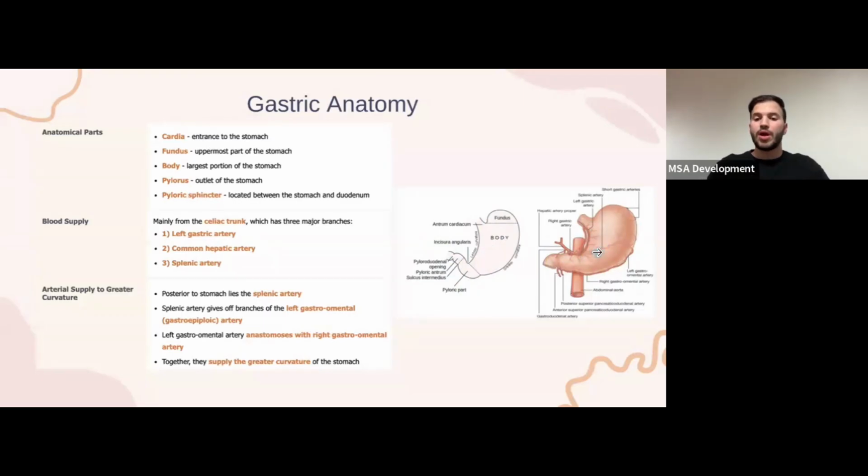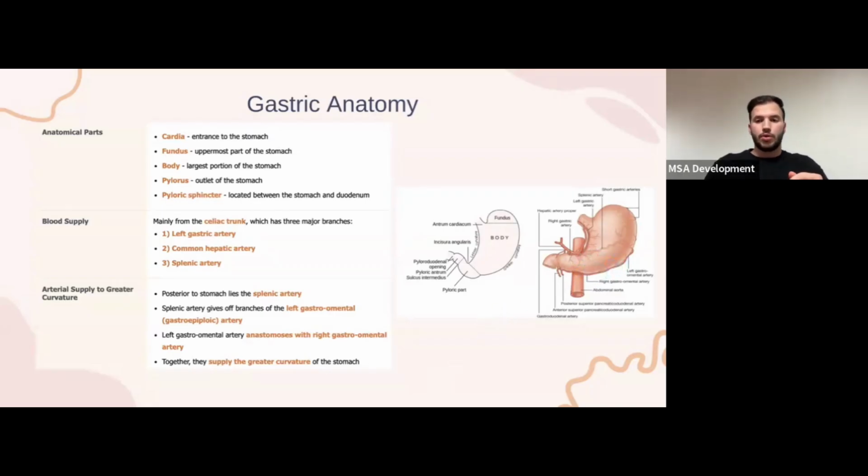What supplies the greater curvature? First of all, we have, as you mentioned, the splenic artery, which is behind the stomach. It gives us the left gastroomental artery. It anastomoses with the right gastroomental artery to supply the greater curvature, as you can see here, okay?